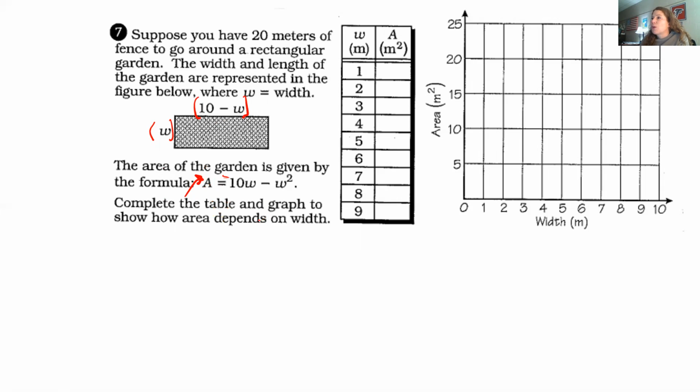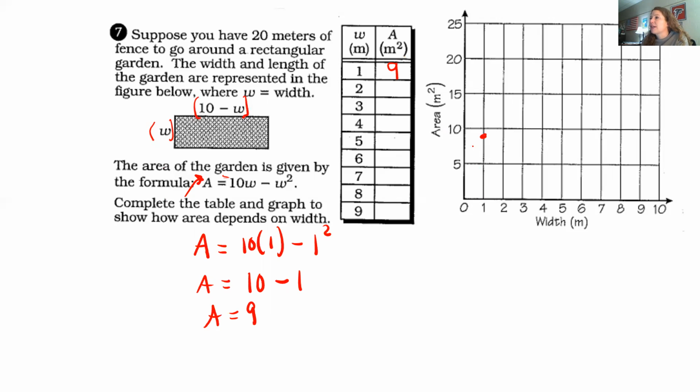All right, so it says, what if the width is 1? What would the area be? Well, 10 times 1 is 10, and 10 minus 1 squared. 1 squared is 1. So the area would be 9. Okay. So we're going to plug that in here, and then we're going to graph 1, 9.